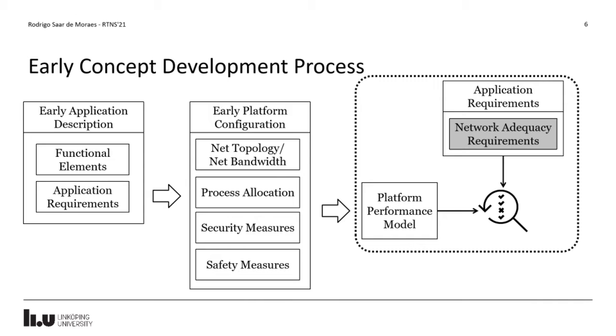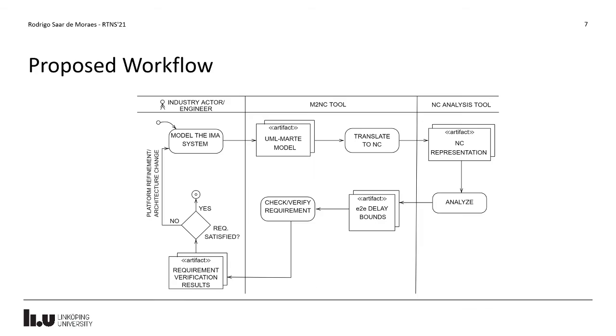In this paper specifically, we'll be focusing on creating the platform performance model and analyzing it from the network adequacy requirement perspective. That is, whether the choices about the network, the topology, and the bandwidth help support the application requirements. To do that, we propose a workflow in our paper. This workflow is composed of 5 main actions.